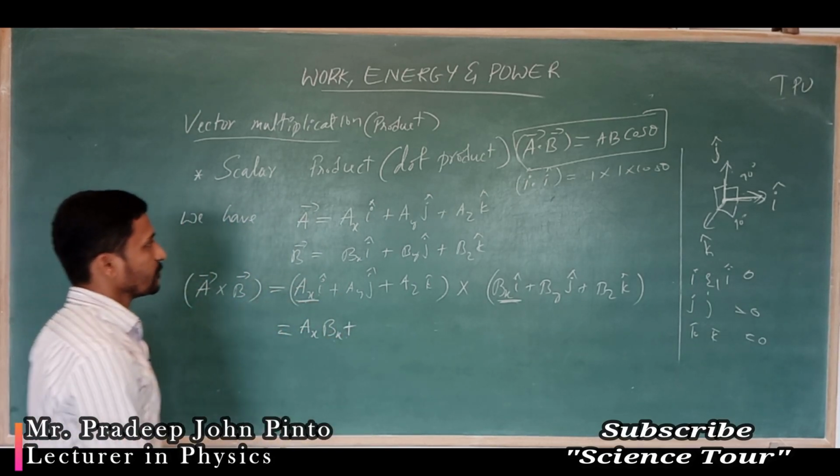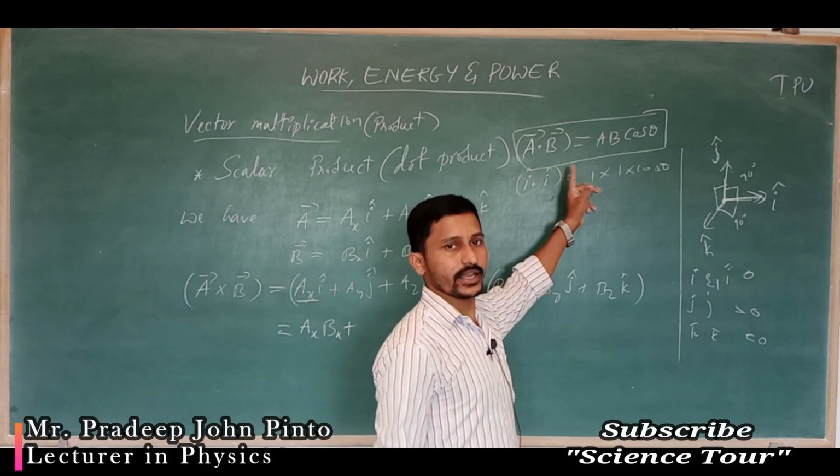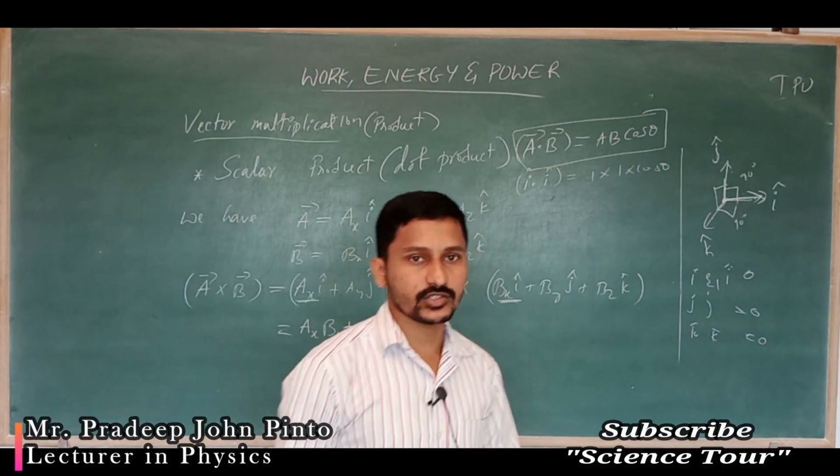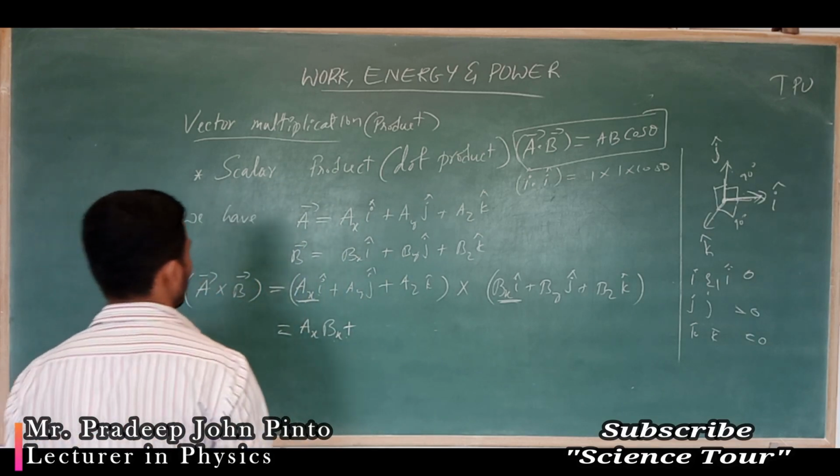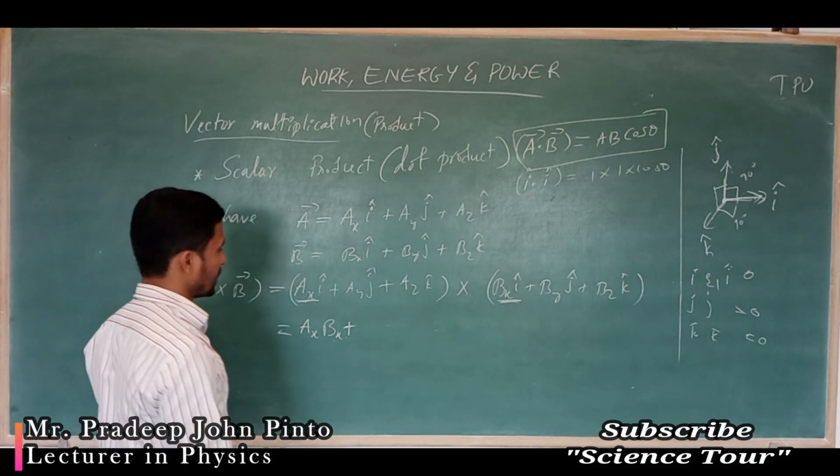Okay. So this is the formula. Scalar product means in this way: A dot B which is equal to AB cos theta. Why is it like that? That we will come to again in the explanation.